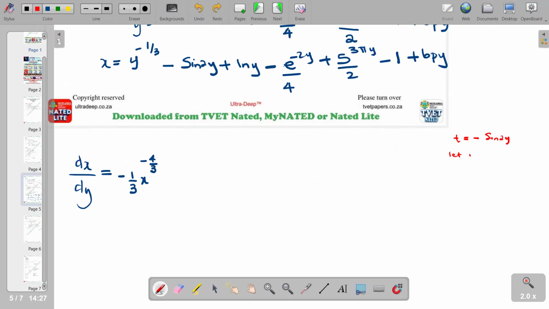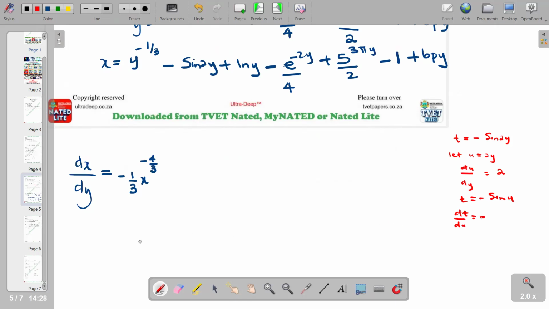Let u be equal to 2y. So du/dy will be equal to 2. Then it means the t will be equal to negative sine u. So dt/du will be equal to negative.